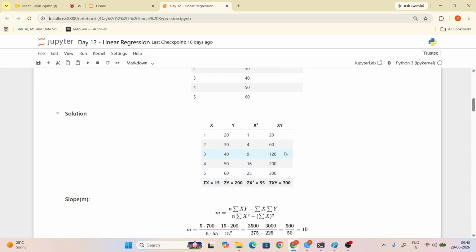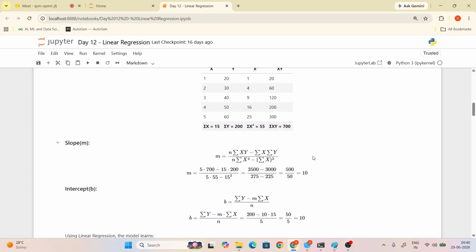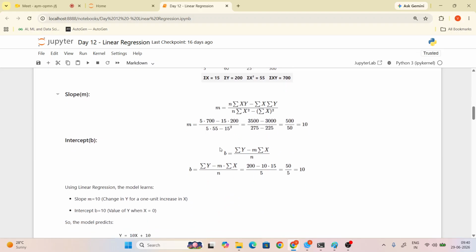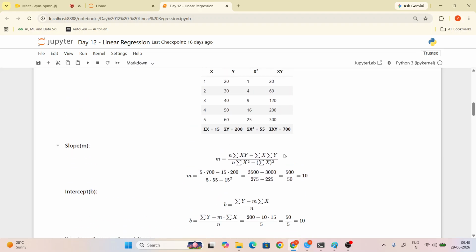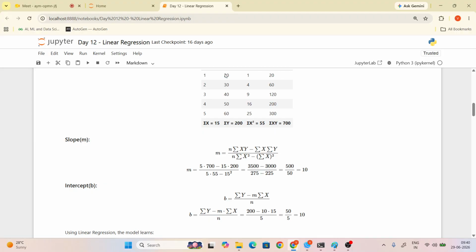No need to apply this formula. I already told you the slope formula is y2 minus y1. Don't get confused by this formula. In the intercept, 10 is the value. We don't need to memorize this formula; we will simply apply it in our code.